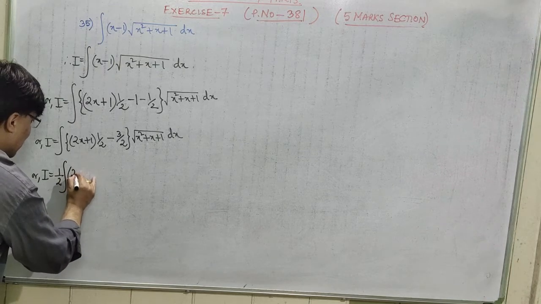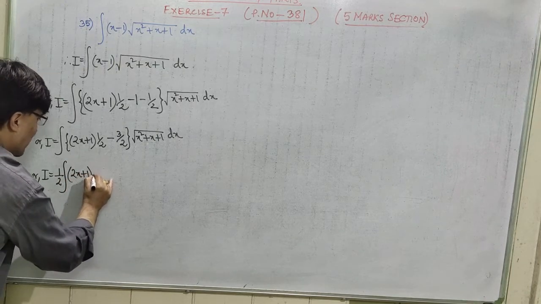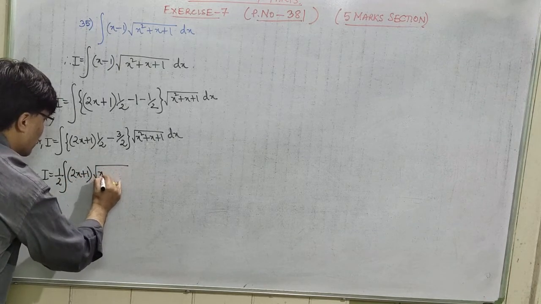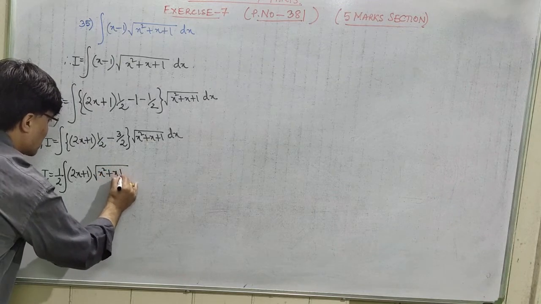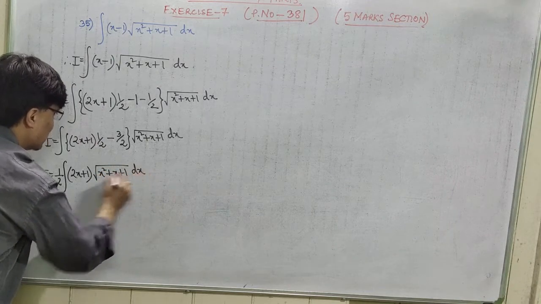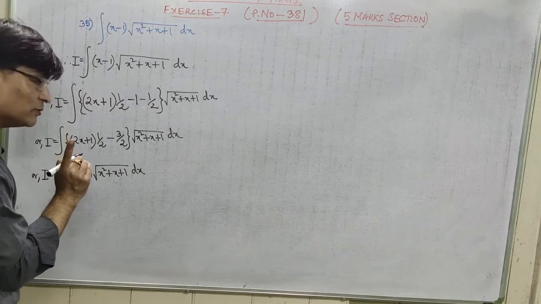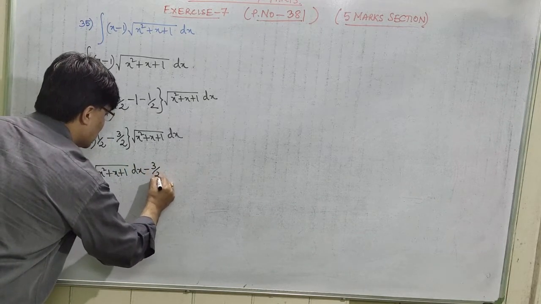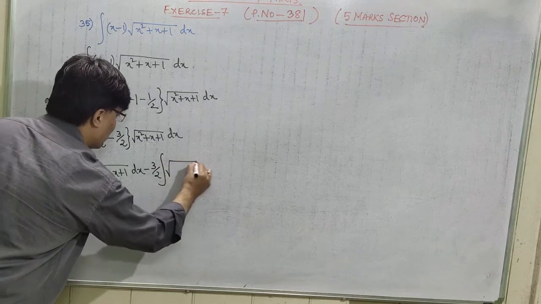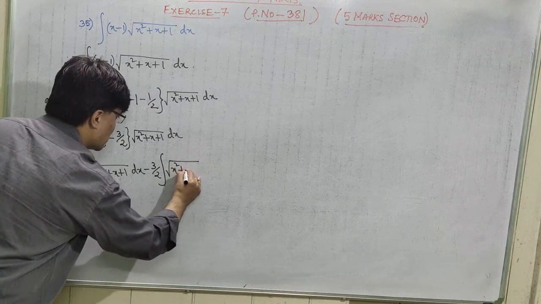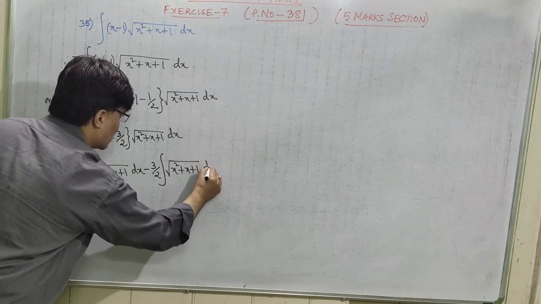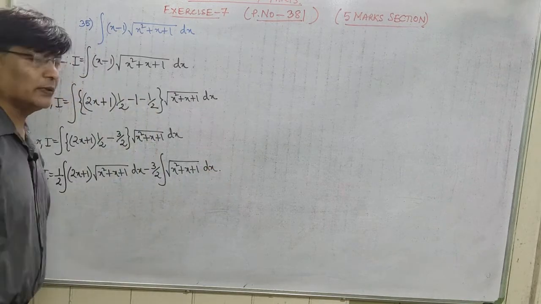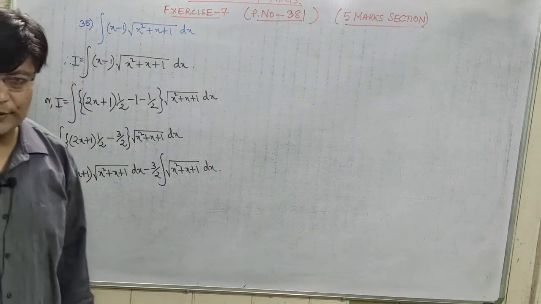Integration of within bracket 2x plus 1, then within square root x square plus x plus 1, then you should write dx. Is that clear now? Next, minus sign is there. Minus 3 by 2 integration of within square root x square plus x plus 1 dx. So I think you have understood it.